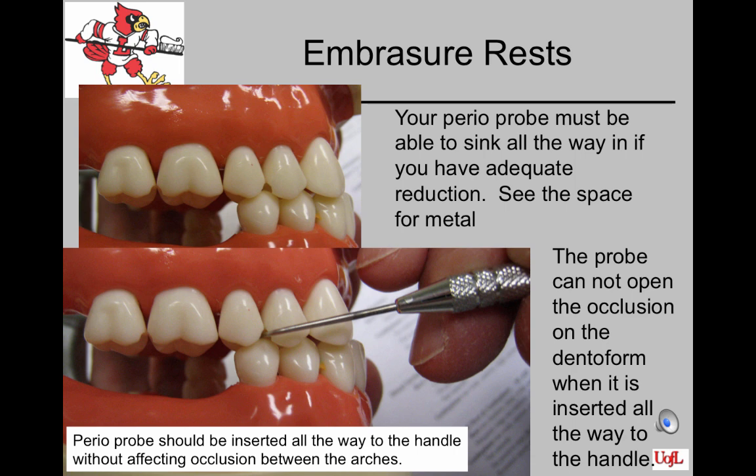When you have completed your Embrasure Rest, take a perio probe and insert it into the buccal sluiceway. That perio probe should be able to sink all the way to the depth of the handle without any interference and without opening the occlusion between the upper and the lower arch. If it will not sink without opening the bite, you have not prepared enough material away from the tooth in order for an arm to be able to emerge from that area without the danger of it being broken.